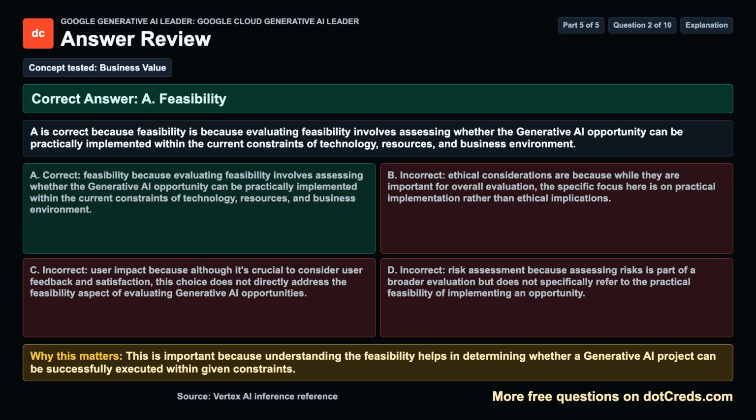Concept tested, business value. The correct answer is A. Feasibility. A is correct because evaluating feasibility involves assessing whether the generative AI opportunity can be practically implemented within the current constraints of technology, resources, and business environment. Why this matters? This is important because understanding the feasibility helps in determining whether a generative AI project can be successfully executed within given constraints.